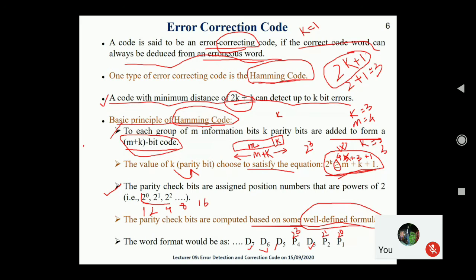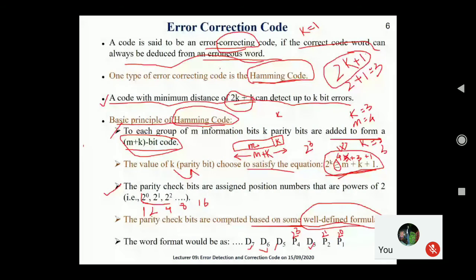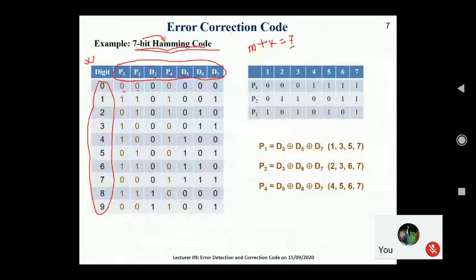Okay. So when we are using the 7-bit Hamming code, for this particular reason, we are using only k equal to 3 parity bits. The parity bits are P1, P2, and P4, and M equal to 4: D3, D5, D6, and D7. D3, D5, D6, and D7 are also called message bits, data bits, or information bits.